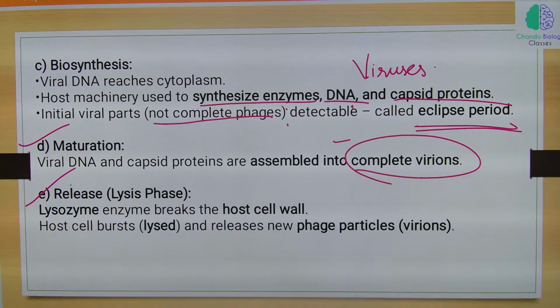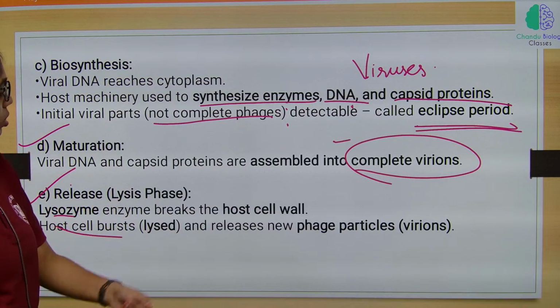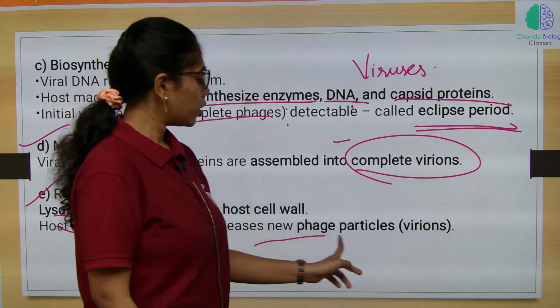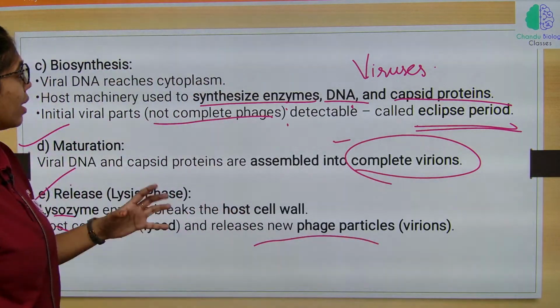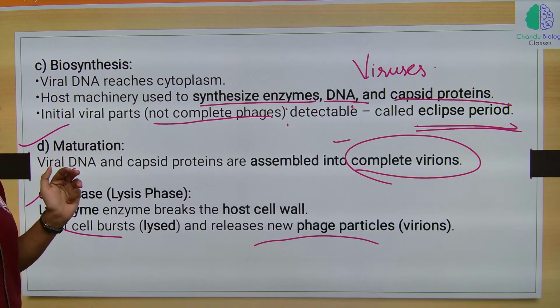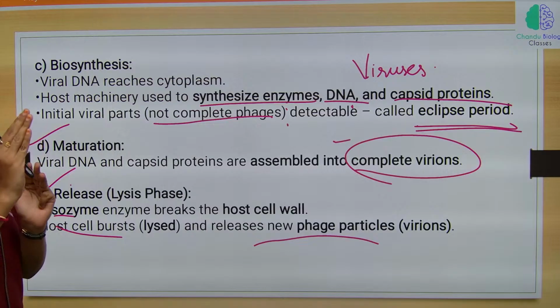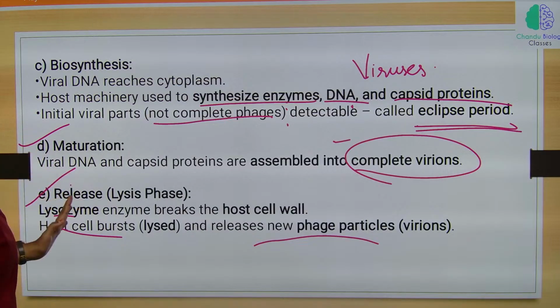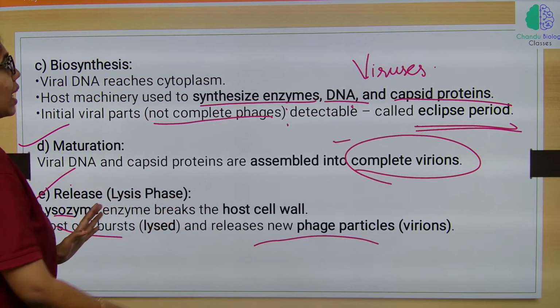Then the last step is release, the lysis phase. Lysozyme enzyme will break the host cell wall, and the host cell bursts, lysed, releasing new phage particles, those are virions. This is the stepwise process. First is adsorption, second is penetration, third is biosynthesis, fourth is maturation, where the individual particles are grouped forming a complete virion, and fifth is release. This is the lysis phase.